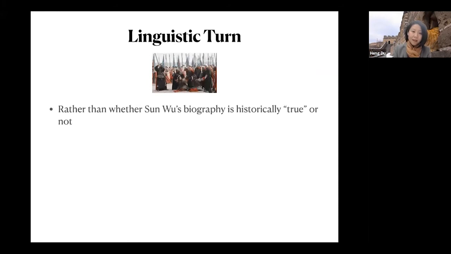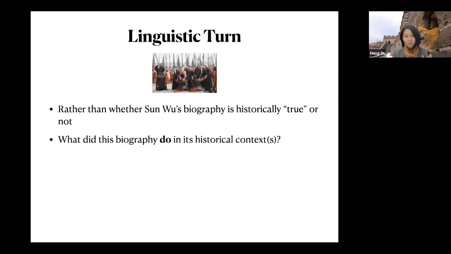So what I would like to talk about next is how we use the linguistic turn approach to history as offering an alternative to the question of whether the story is true or not. But instead, what we can think about is what does this story do in its historical context?